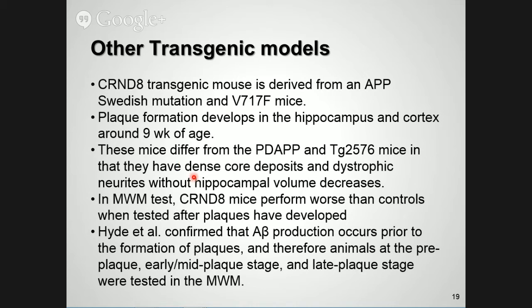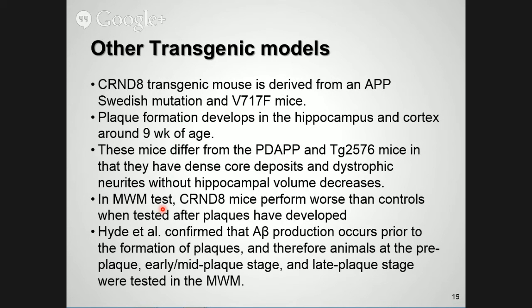Again, these transgenic CRND8 mice differ from the ones that I just showed you in the sense that they have dense core deposits that I'll give you a picture of a little bit later on, and dystrophic neurites that look like they're damaged, without any changes in the hippocampal volume. So again, not a perfect model overall, but it's a better model in some ways.